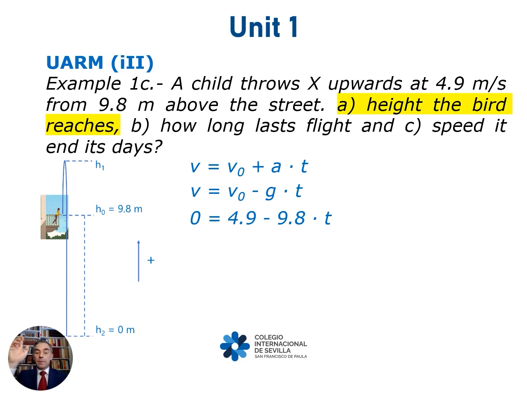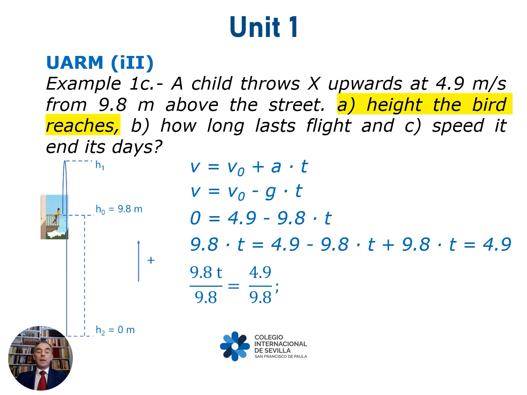That is easy. In order to make the calculation, we add plus 9.8 times time on both sides of the equation, so that we end up with 9.8 times time equals 4.9. Therefore, t equals 0.5 seconds. That's the time it takes the bird to reach the maximum height. And we will now use that value to calculate the value of height.